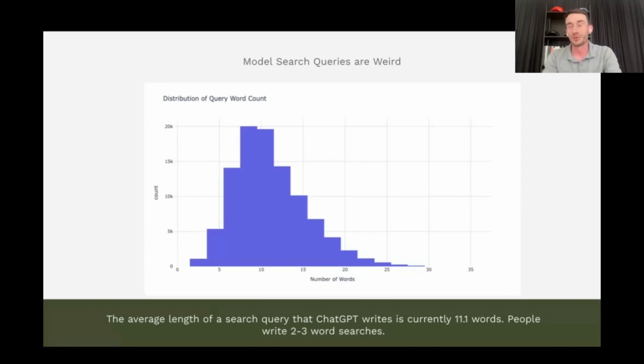These model queries are really, really weird. We were getting to that a little bit earlier. They are very different than human queries. We see the average search query that a model writes is around 11 words, 11.1 words. And this is proprietary data from our software, so kind of fun data here. This is the distribution of how long these queries are that the models are writing and searching the internet with. We see the very low end is like 3 words, and the very high end is up to almost 30 words for a query it's sending to Google to answer questions with. And this is in contrast to how people search Google, where they'll write 2 to 3 word queries.